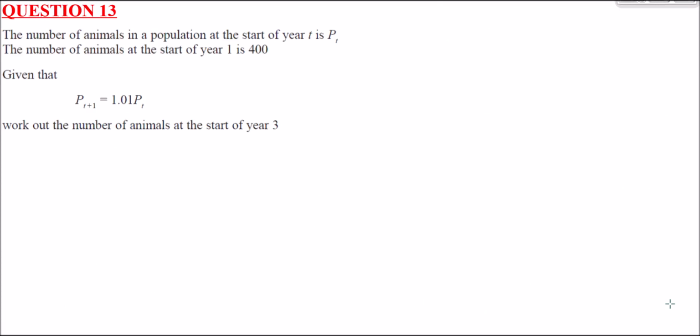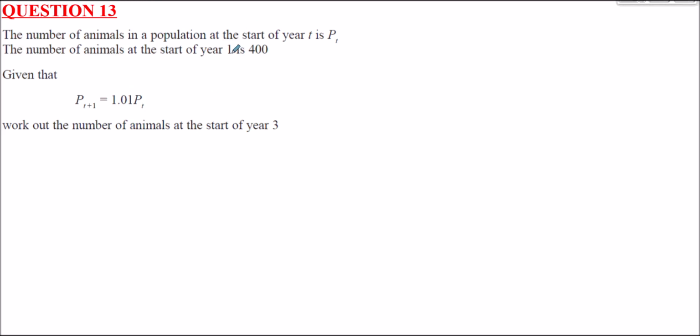Question 13, we have a recurrence relation. So we're told that the number of animals in the population at the start of year T is P subscript T. The number of animals at the start of year 1 is 400. Given that P subscript T plus 1 equals 1.01 P subscript T, work out the number of animals at the start of year 3. This is actually much easier than what it might read.